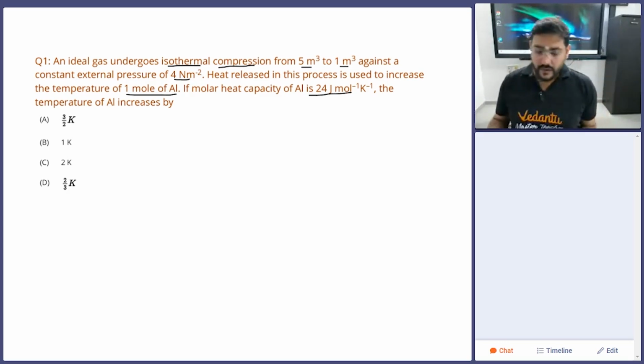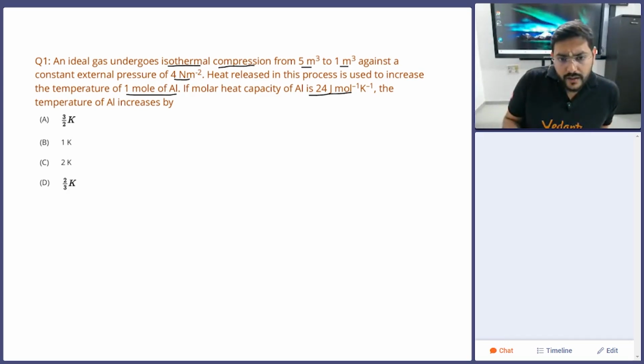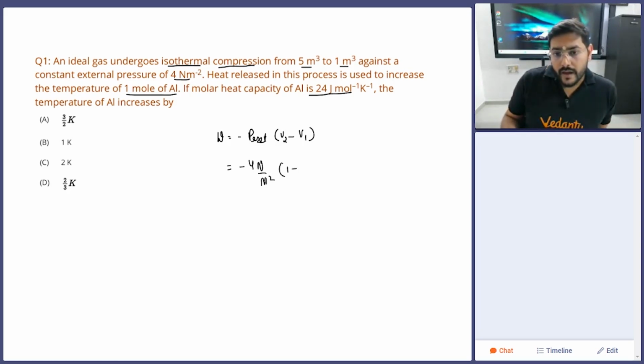First of all, we are going to calculate the work. What we are going to apply? W is equal to minus P external times (V2 minus V1). So what is my P external? P external is given as 4 Newton per meter square. What is V final? 1 meter cube. And what is V initial? 5 meter cube. So we are going to get minus 4 times minus 4, and minus 4 is already there, so we are going to get 16 Newton meter, that is Joule, 16 Joule.